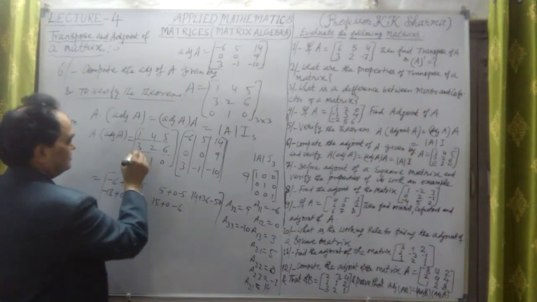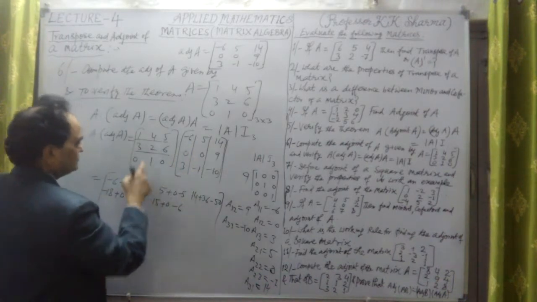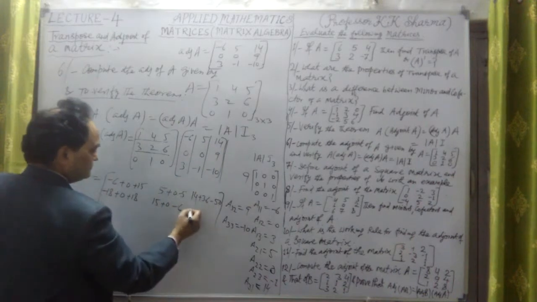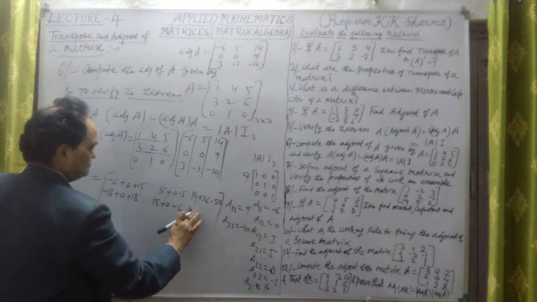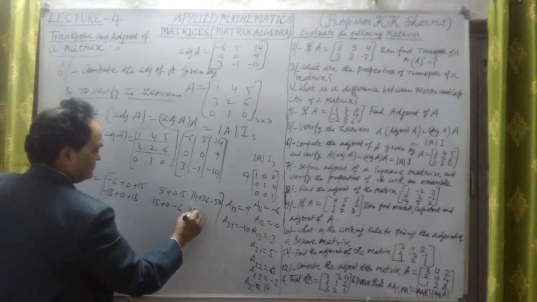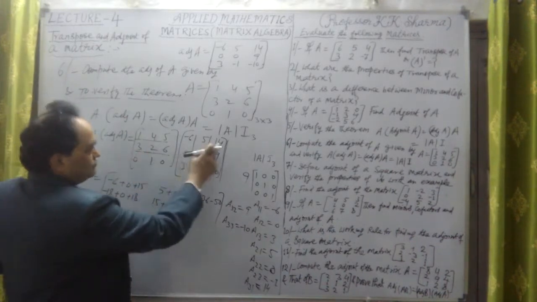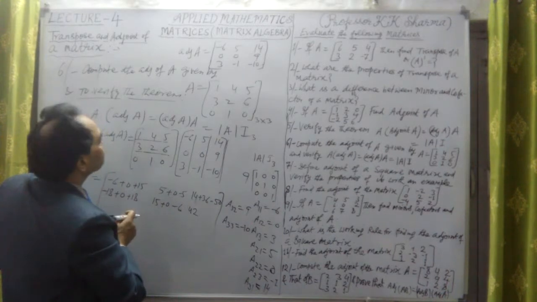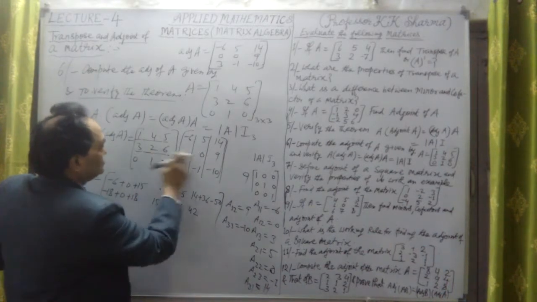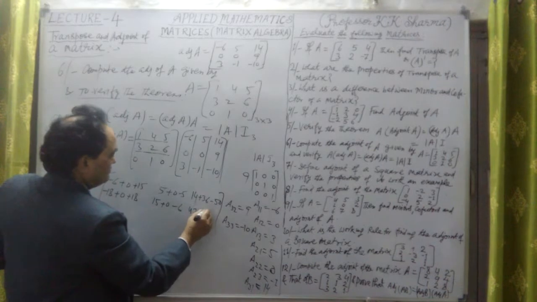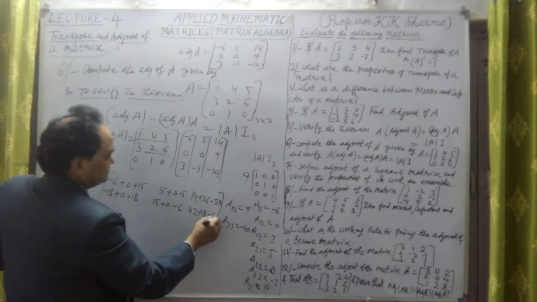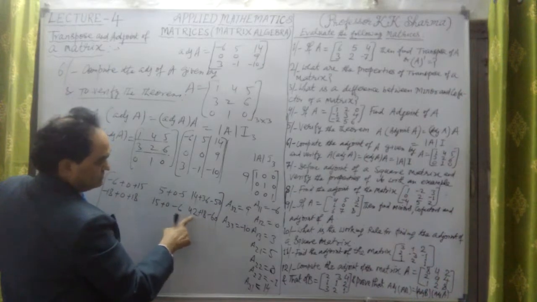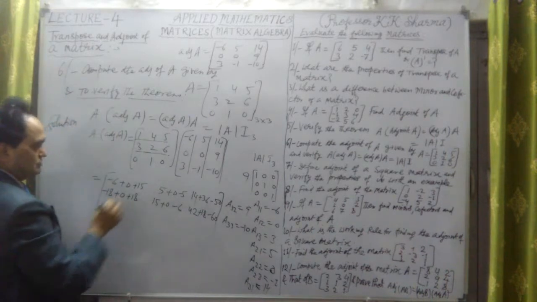Alright. Then second row, third column, 3 into 14 is, sorry, 42. Okay. Then 2 into 9 is plus 18. 6 into minus 10 is minus 60. 42 and 18 is 60 plus, and minus 60 is 0. No doubt.